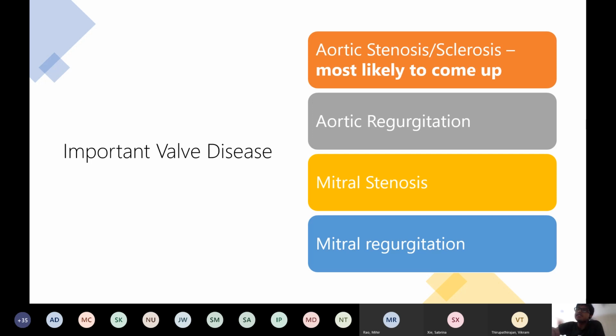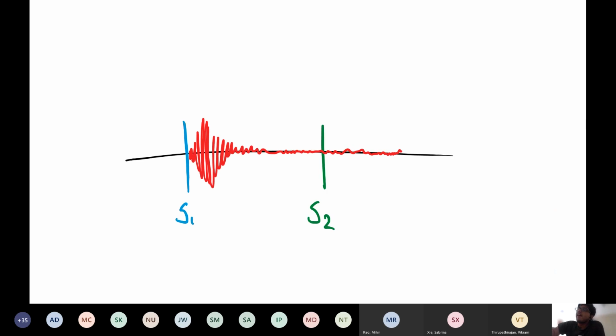If you're going to learn one of these valve diseases, learn aortic stenosis. It's the most common and probably the most likely to come up. I'm not going to play sounds, but you can tell me the murmur. What is this murmur? It could be aortic stenosis, but what's the murmur called? Yeah, so this is an ejection systolic murmur. Remember that there are multiple causes of an ejection systolic murmur, the commonest of which is aortic stenosis.